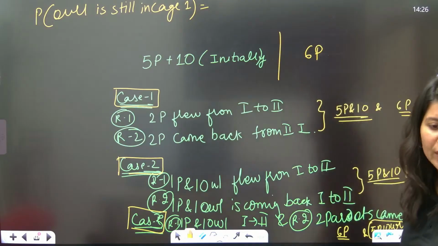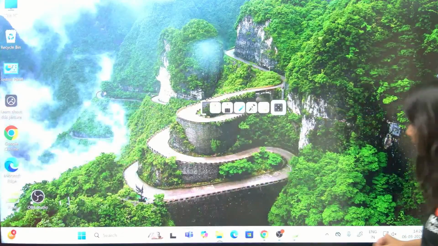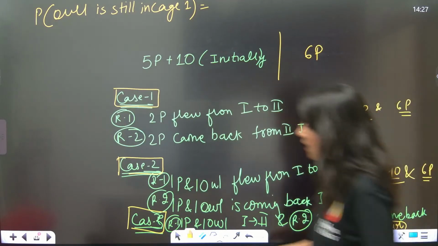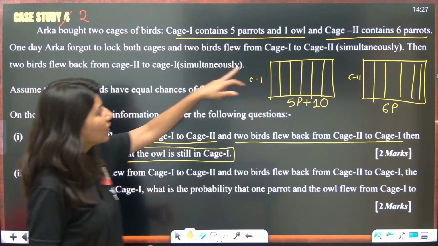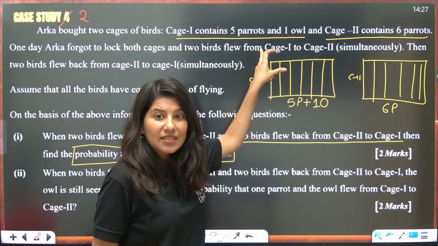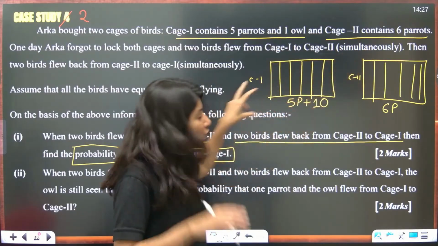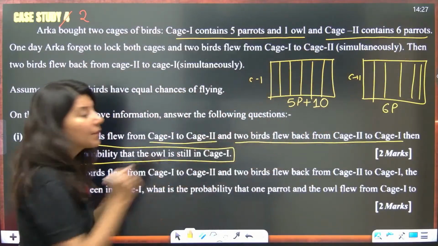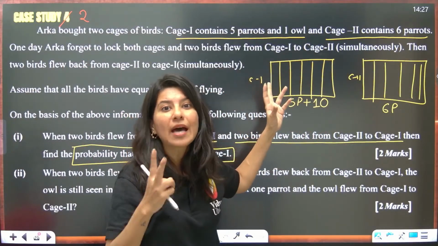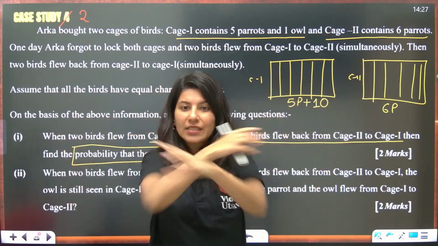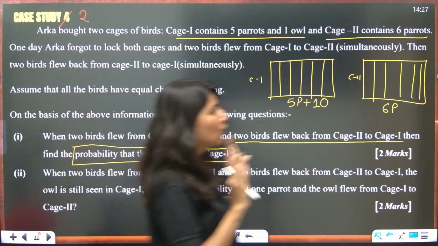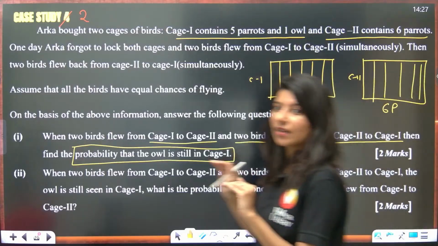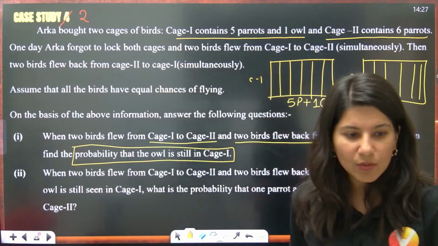Dharshana is saying the question says simultaneous. No, the word simultaneous is used in the question, I agree. But can you see when exactly it is used? From cage 1 to cage 2 simultaneously. That means 2 collectively go. And then after that, 2 birds came back. So there are 2 rounds happening. It is not that 2 birds are crossing each other. 2 birds are going from here to there and sitting. Then in the second round, 2 birds are coming back. Understanding? Okay, I think the doubt is clear.